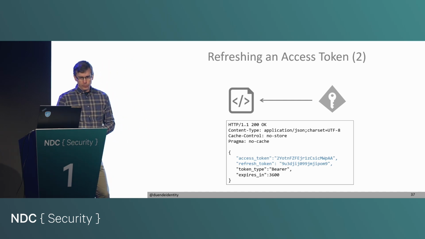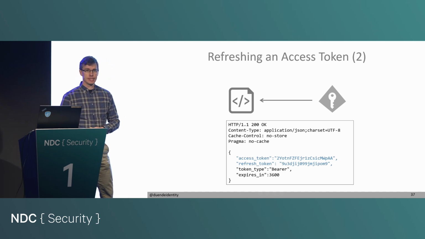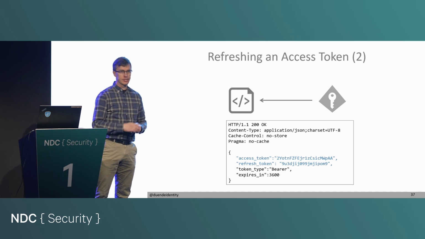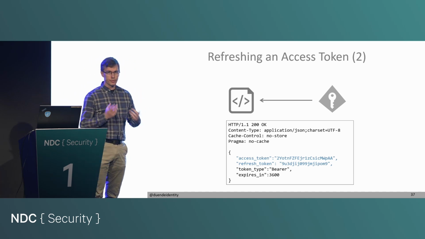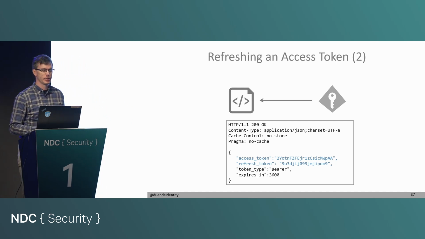I have refresh tokens that have been around for years. My CI/CD server that has access to my GitHub account, that's a refresh token that has a very long lifetime. So why can we have a long lifetime on the refresh token but not on the access token?